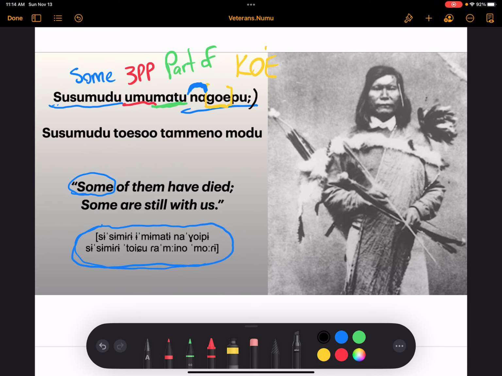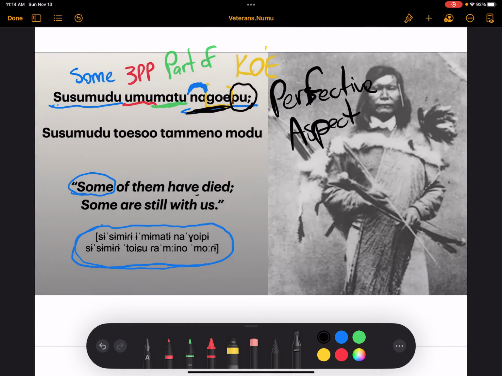And this final suffix, pu, indicates perfective aspect, which basically indicates and points to a completed action, oftentimes focusing on the resultant state of that action. In this case, the resultant state of being killed is having died. So altogether, it means some of them have died or some of them have been killed. Both are possible translations.